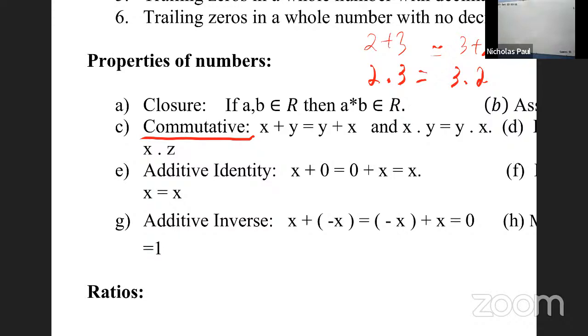Quick question. 5 divided by 2. Is that commutative? No, because 2 divided by 5 is not the same thing. Only addition and multiplication are commutative.